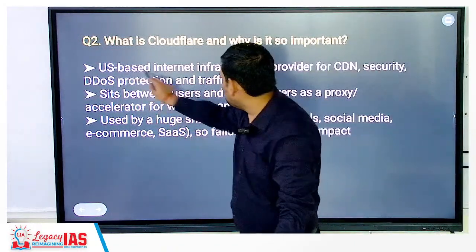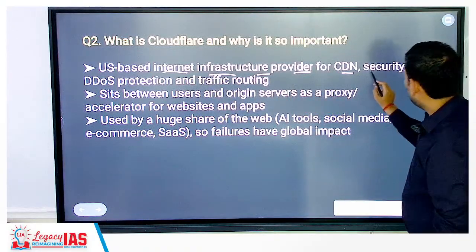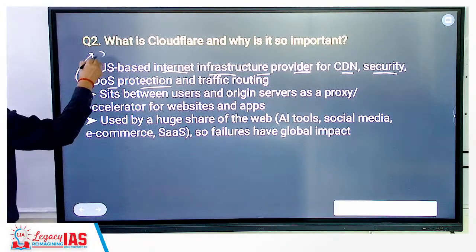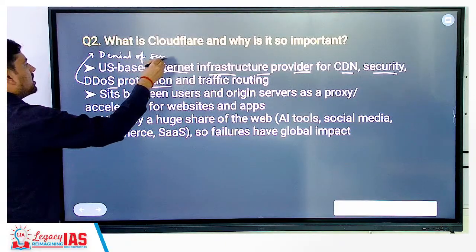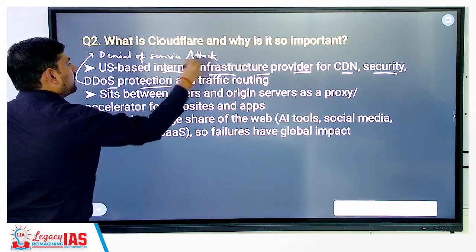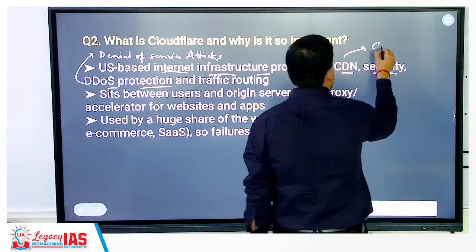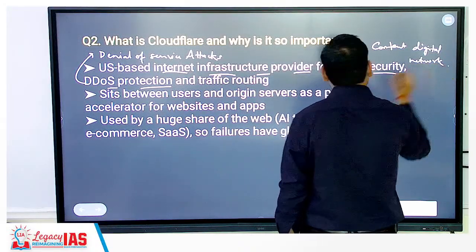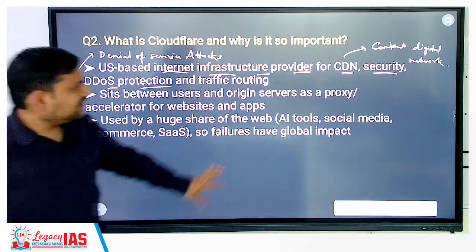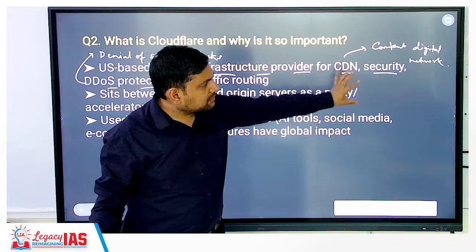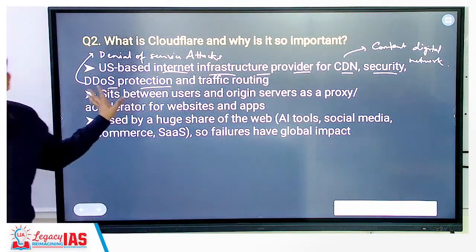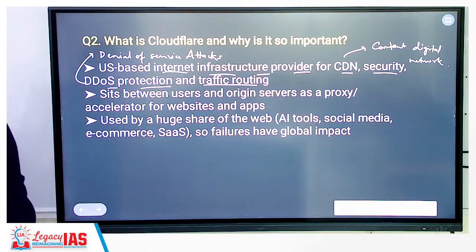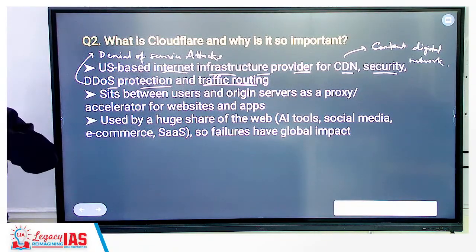Then what is it? It is a US based internet infrastructure provider for CDN, security, DDoS protection. Now DDoS is denial of service attacks. This is content delivery network, also called a reverse proxy. Basically it is just ensuring the same thing of speed. Okay. And security and DDoS protection is the same thing, comes under security, and traffic routing. Two functions only you have to remember, not this much detail, just simply it does speed and security.